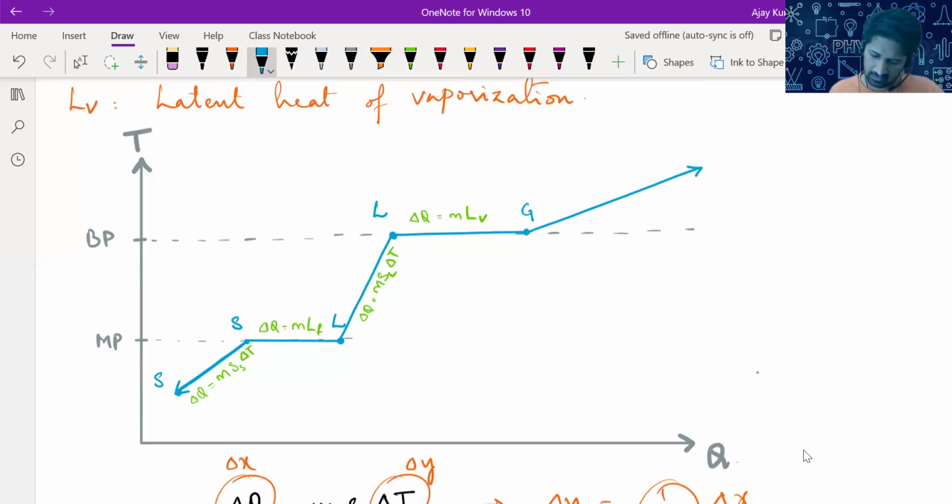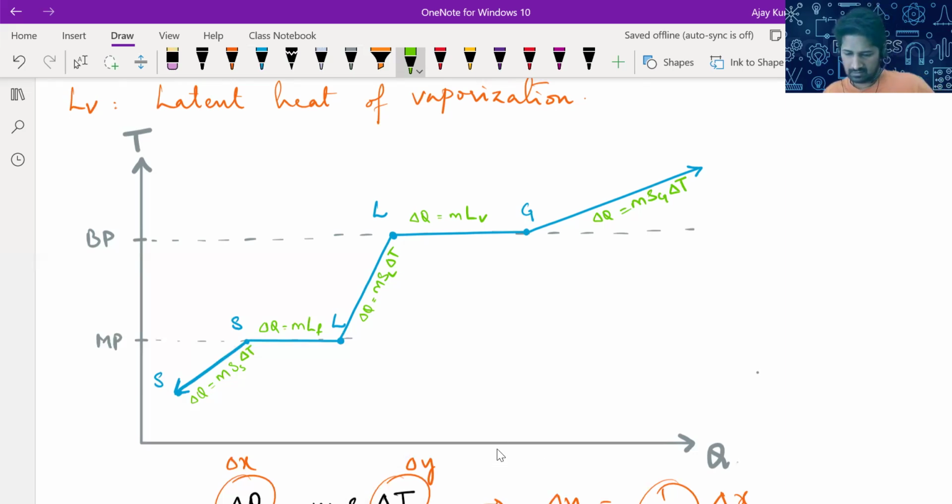Fine. So solid at less than melting point can go down to any temperature, 0 Kelvin also theoretically. Gas at temperature more than boiling point can go up to any temperature. After that, the equation governing the process will be delta Q is equal to M specific heat in gaseous state delta T. Questions based on this graph are quite common. They can give you a graph like this and directly ask you what is the melting point, boiling point, or they can give you the coordinates and ask you what is the specific heat and such things also.